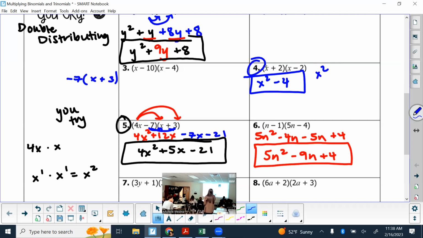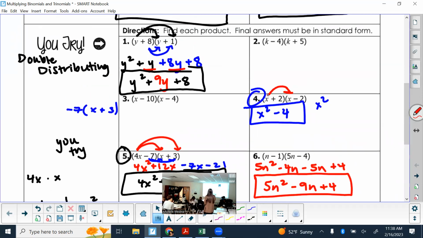So x squared is double distribute. So x times x is x squared. X times negative 2 is negative 2x. Now distribute that other 2 that's there from the first parentheses. 2 times x is 2x, and 2 times negative 2 is negative 4.